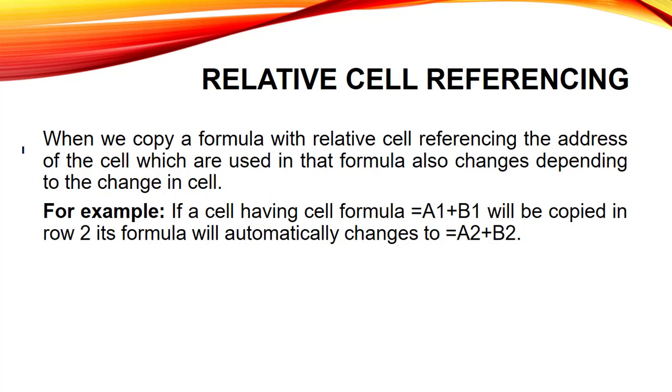Fine. Our first one is relative cell reference. In relative cell referencing, when we copy a formula with relative cell reference, the address of the cells used in that formula also changes depending on the change in the cell. Suppose you have written something in a particular cell, now you are copying that to some other cell. So the references or the addresses of the cells will also be changed. For example, if in a cell we have written a formula as equals to A1 plus B1, and now we are copying that formula to row 2, the formula will automatically change. Well, don't worry, we will discuss this practically after this.